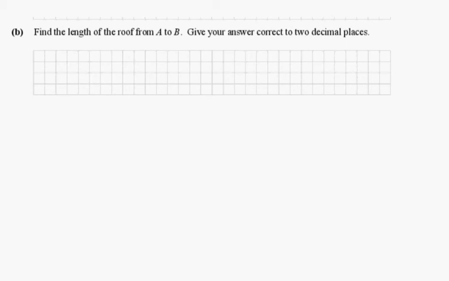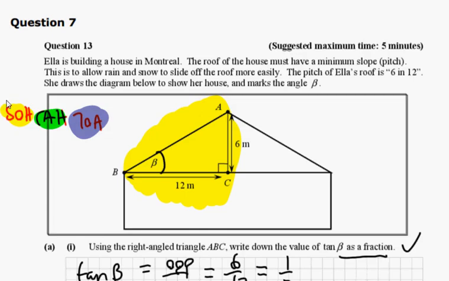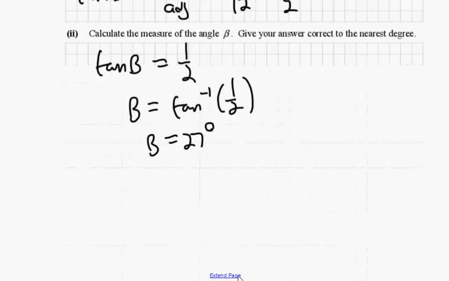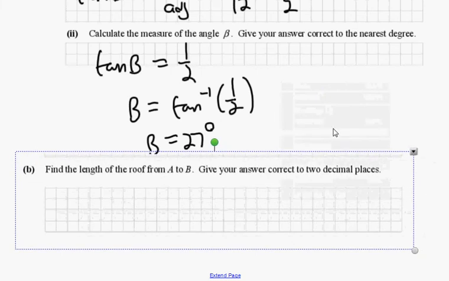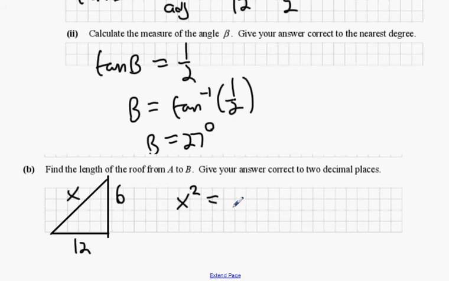Find the length of the roof from A to B. Anybody want to tell me how to get A to B? We already have two sides, don't we? Pythagoras' theorem. What are the two lengths you know, Wushin? So 6 up and 12 across, call that x. So what's Pythagoras' theorem then? Oh yeah, I'm using x, work away, yeah.